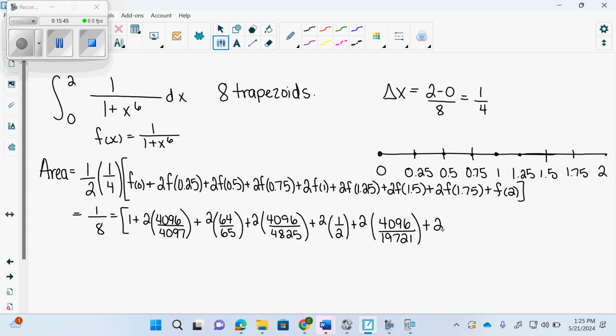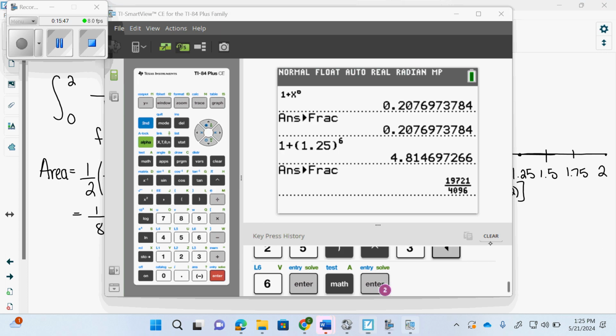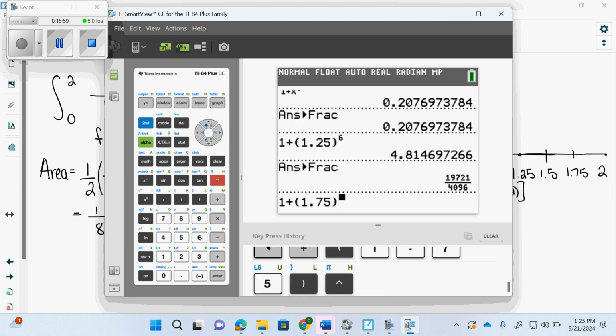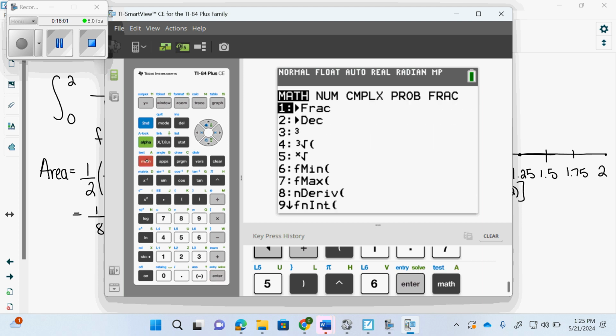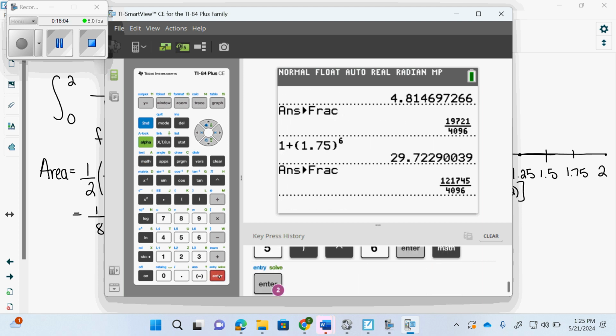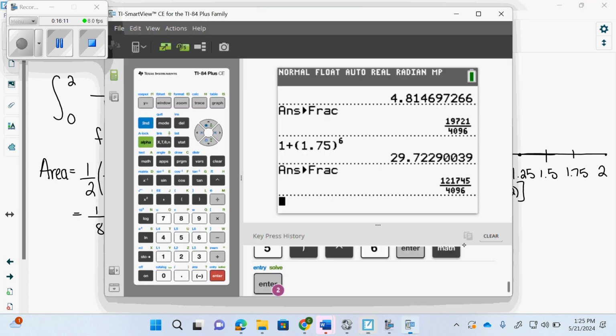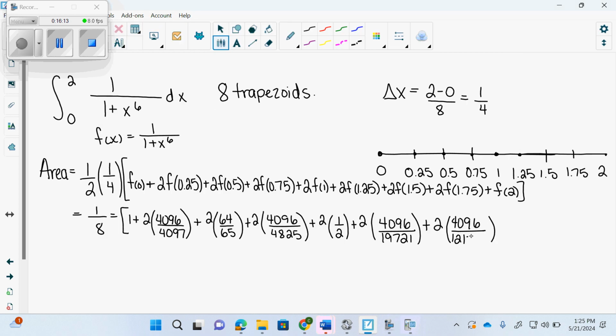And then 2, 1 plus 1.75 to the 6, that's on the bottom. 1 divided by something flips it, so 4,096 over 121,745. And then f of 2 is 1 over 9.